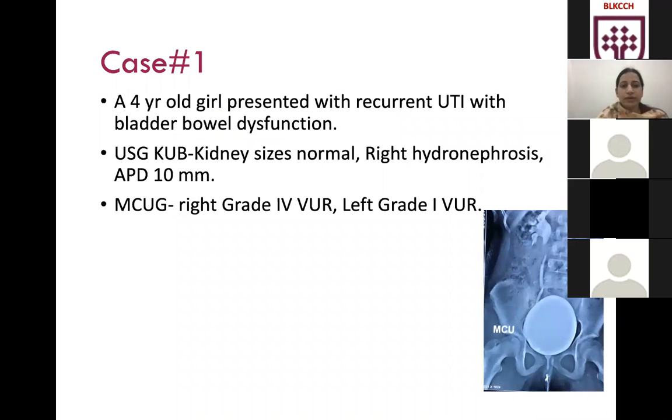A 4-year-old girl presented with recurrent UTI with bladder and bowel dysfunction. Ultrasound KUB shows normal sizes, right hydronephrosis, AP diameter was 10 millimeter. So as indicated, MCUG was done, which showed right grade 4 reflux and left grade 1 reflux, as can be seen in the images very clearly.